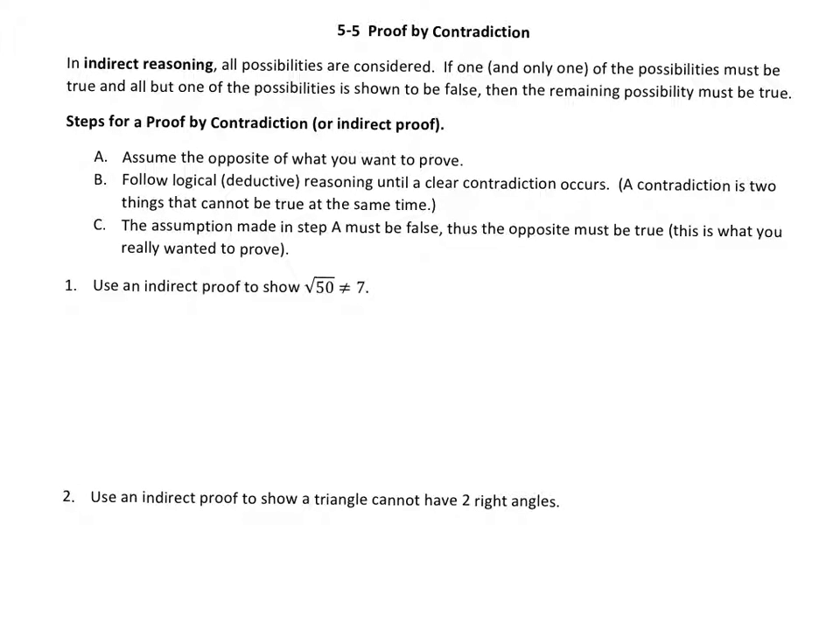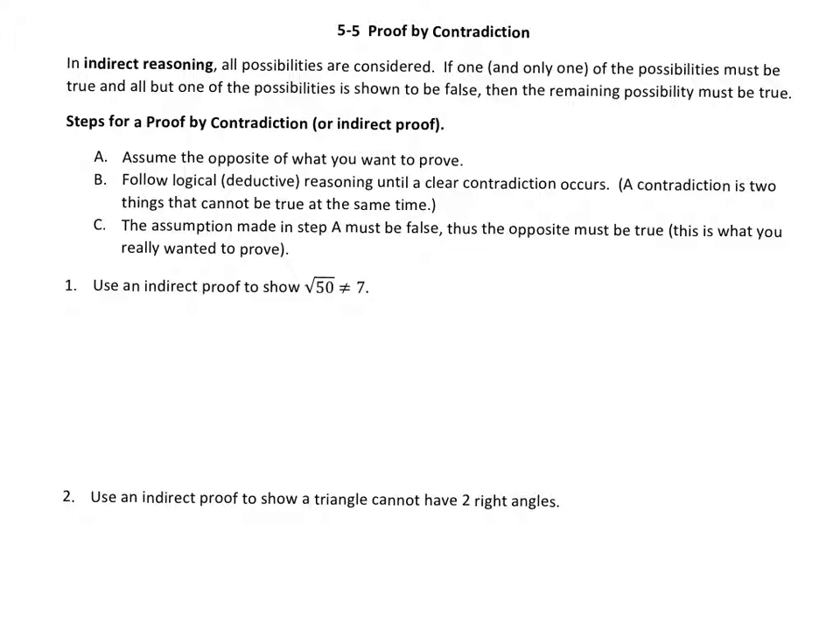In this video, which is jumping all the way to Chapter 5, Lesson 5, we're going to look at a different type of proof, which is called proof by contradiction. In this sort of idea, you think about all the possibilities that could happen. You know that one of them has to be true. If you can rule out all the other possibilities, you use some indirect reasoning to say, well, that means the last one, the remaining one, must be true. And so that's basically the steps that we would look at here.